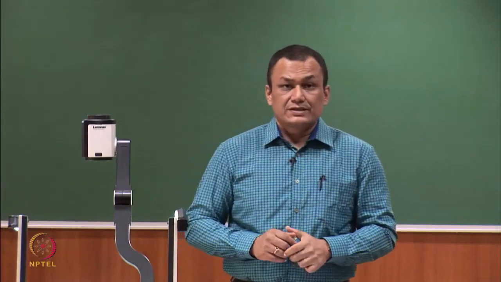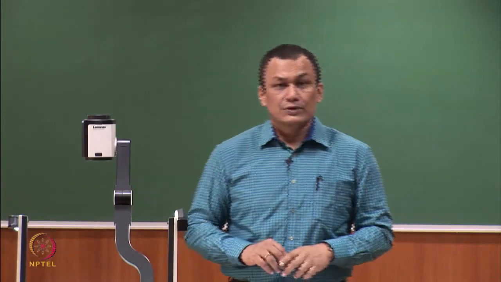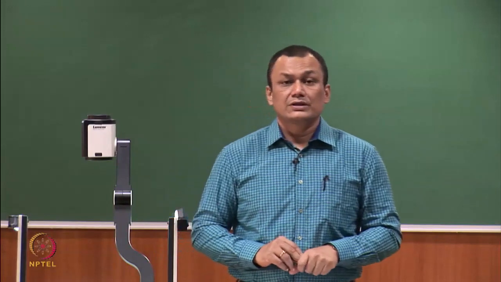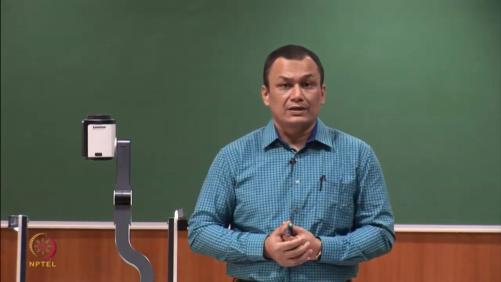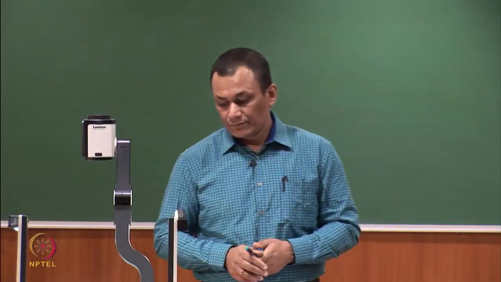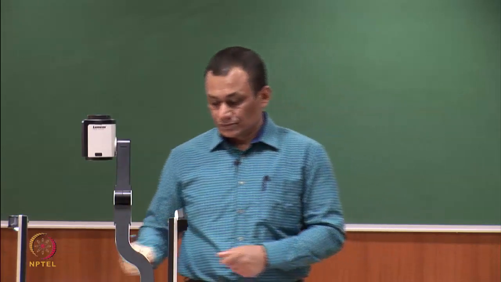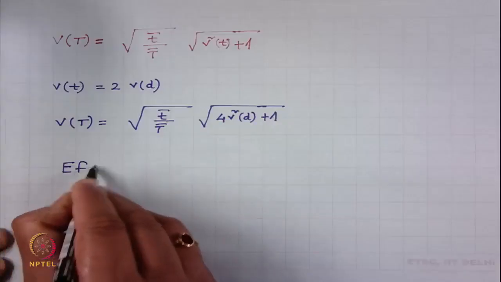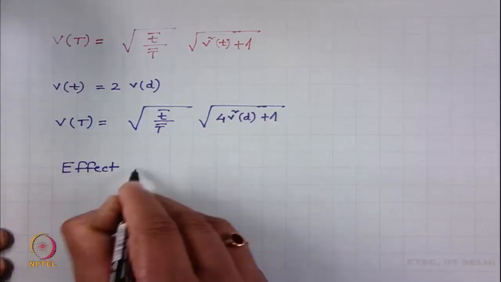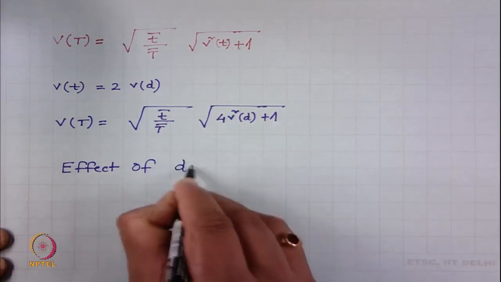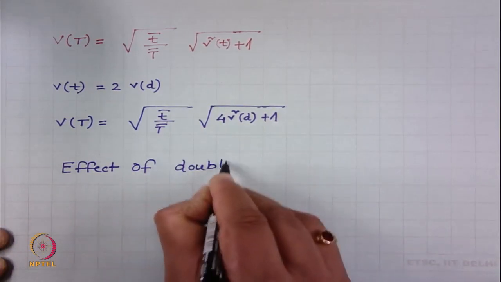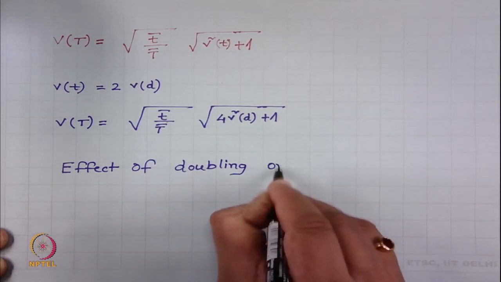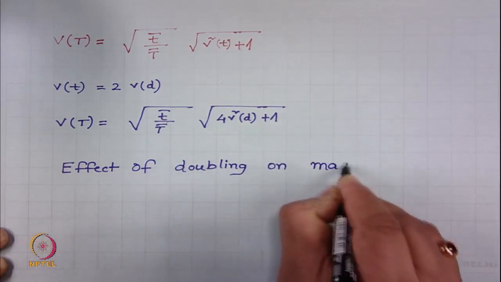So, in this lecture we will first discuss the effect of doubling on mass irregularity. What is the effect of doubling on mass irregularity of sliver?